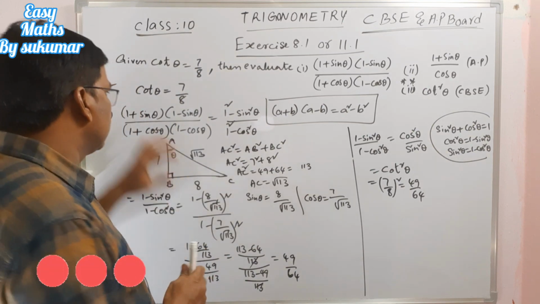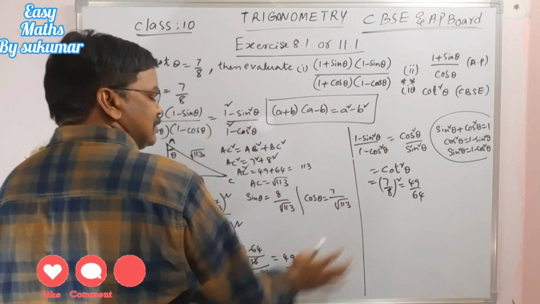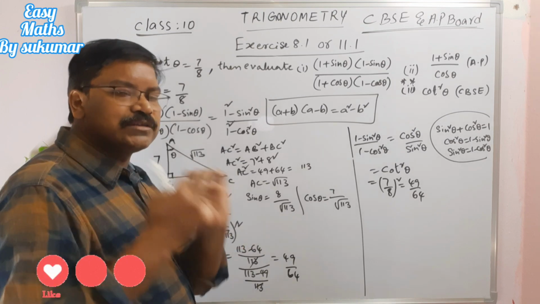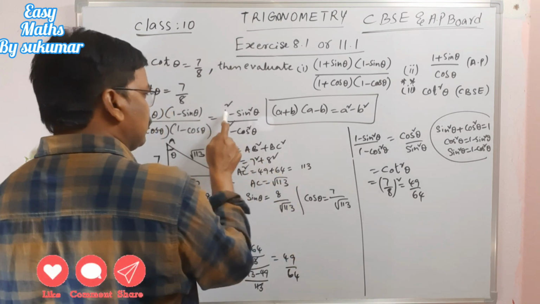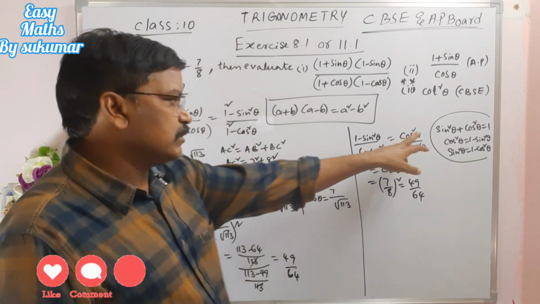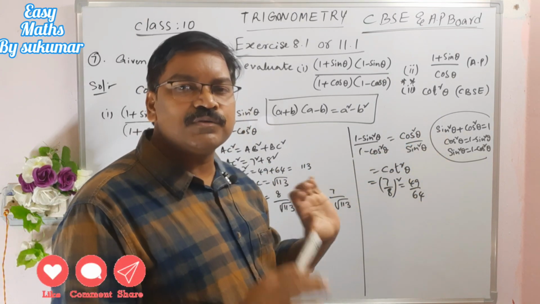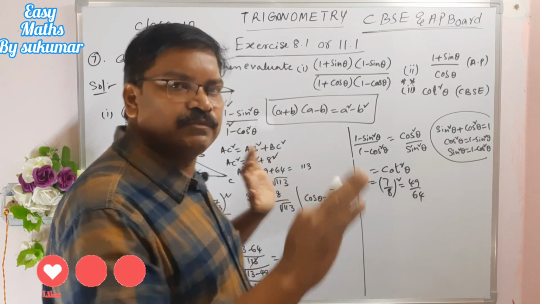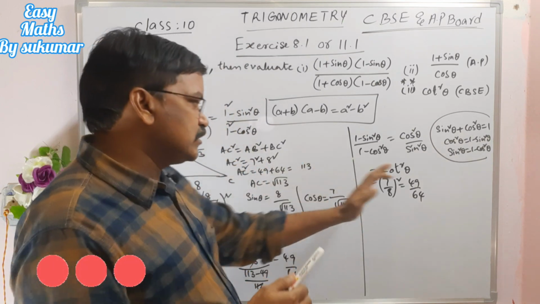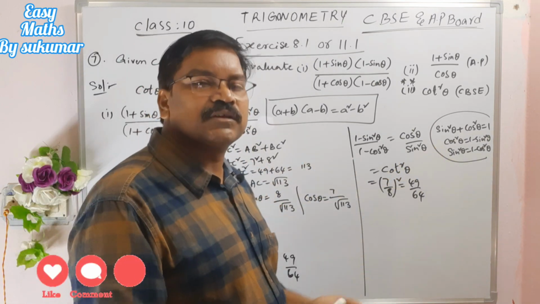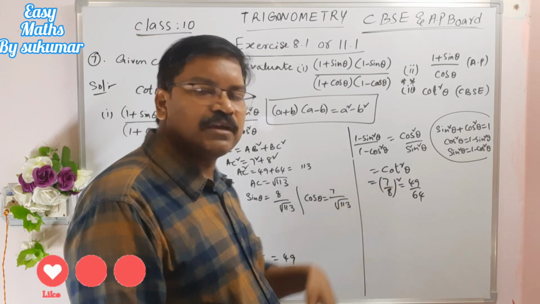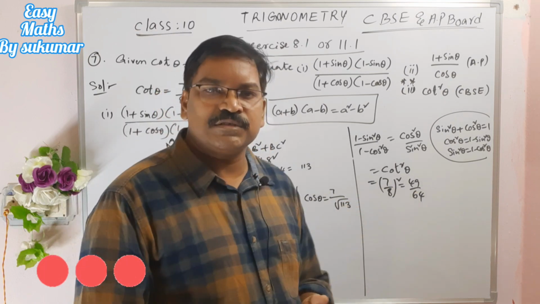Understood, my dear students? So no need to do all this, but if you know the identities, that means here 1 minus sine square theta by 1 minus cos square theta, cos square theta by sine square theta, that is equal to cot square theta. We know the cot theta value, it is enough to square that cot theta value, that means 7 by 8 whole square, that is 49 by 64.